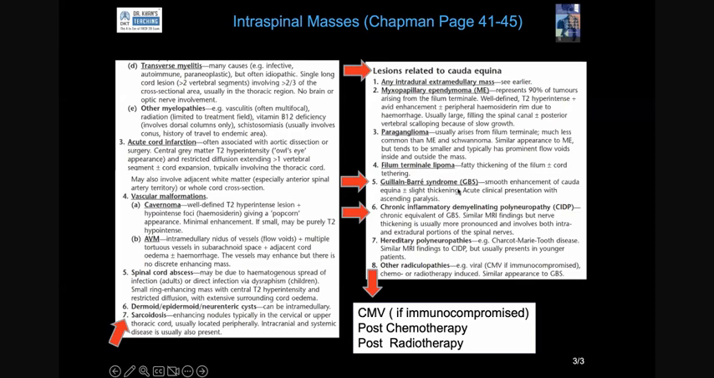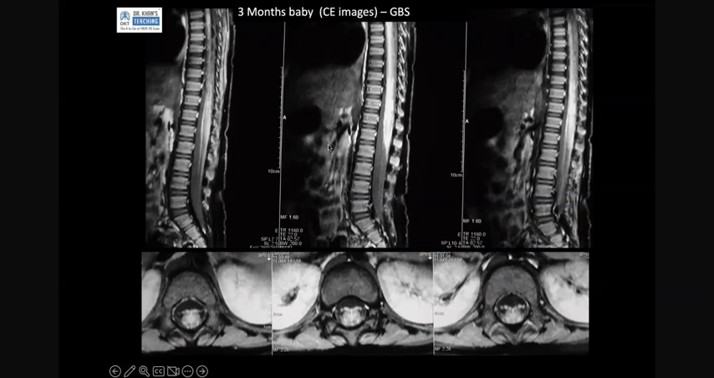Guillain-Barré syndrome, where there is a smooth enhancement of cauda equina, and there can be thickening of the nerve roots. Then this is a sort of a chronic equivalent of GBS, chronic inflammatory demyelinating polyneuropathy, and then other radiculopathies like CMV, post-chemo, post-radiation, etc. These words should be in your vocabulary so that you can tell a few of them to the examiner. This is a case of Guillain-Barré syndrome.